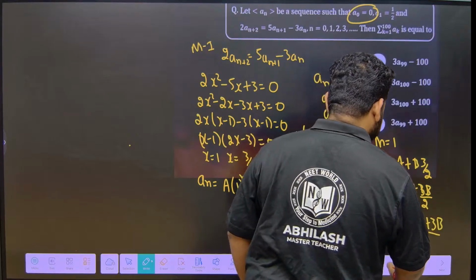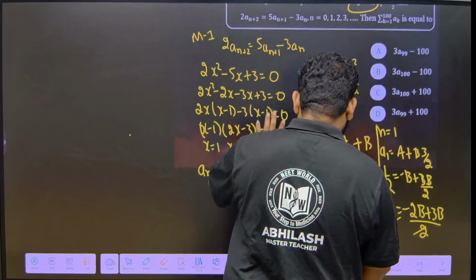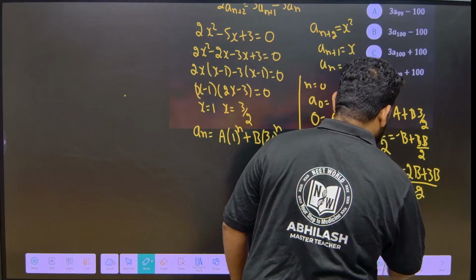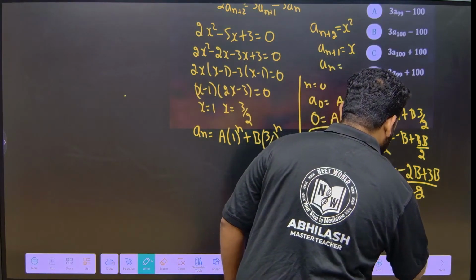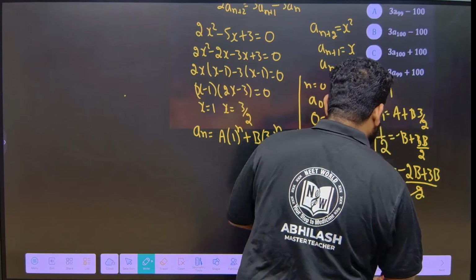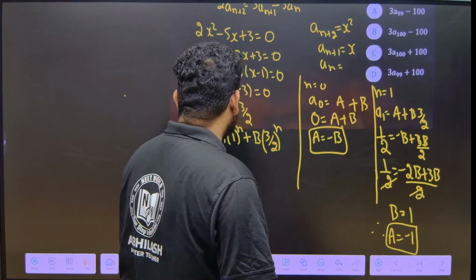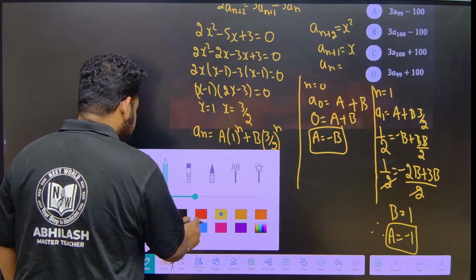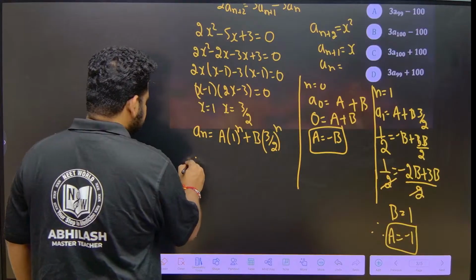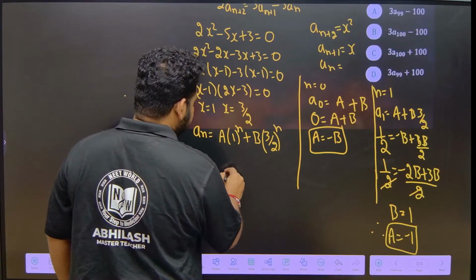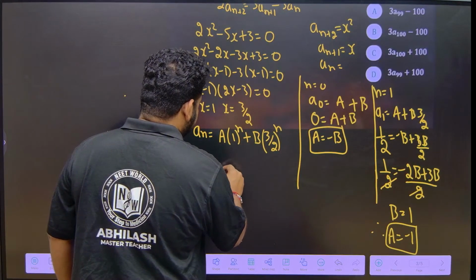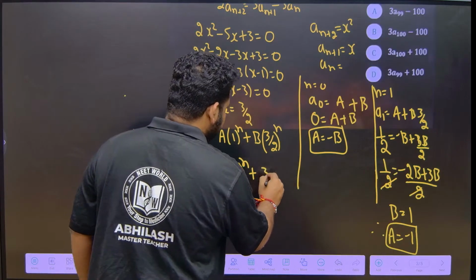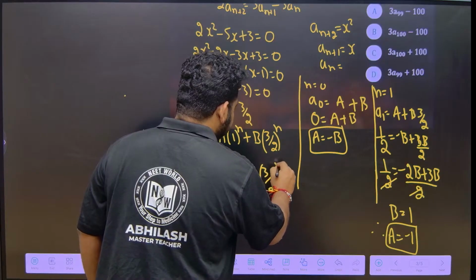So I will get the value of b is equal to 1. This implies, therefore, a is equal to minus 1. If b is equal to 1, a is equal to minus 1. So I can put the values here. I got a n is equal to minus 1 to the power of n plus 1 into 3 by 2 to the power of n.